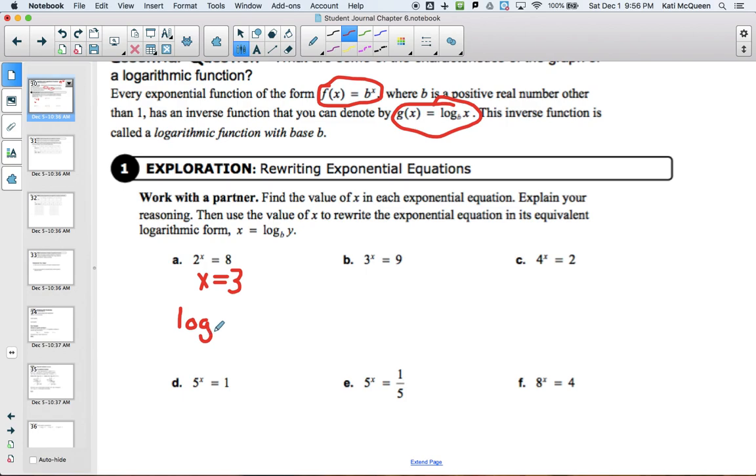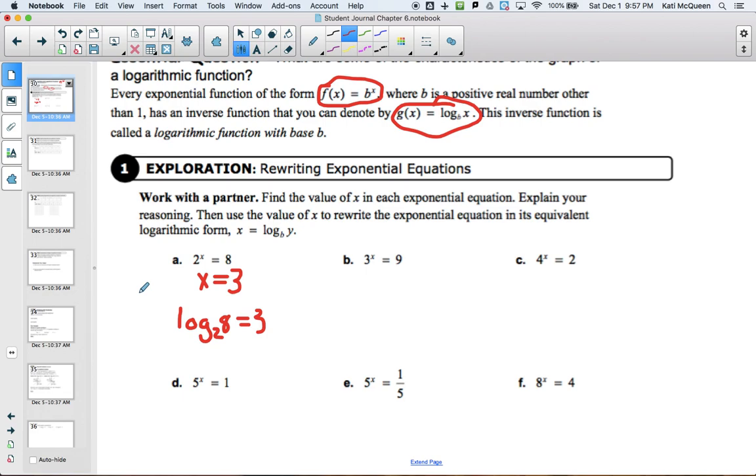Okay, and a log has two parts. It has the base that goes down below and then what you're actually taking the log of. So notice between these two things, my base is b, the base of my log is also b. So here my base is 2. What comes next then is what that actual value is that you're taking the log of. So we say log base 2 of 8 is equal to 3.